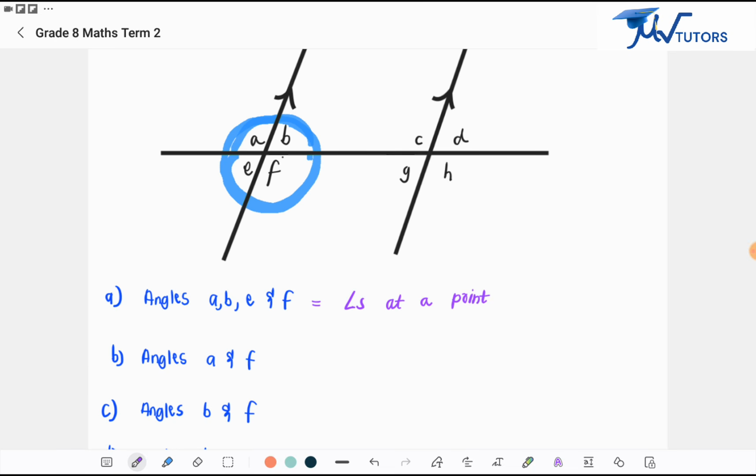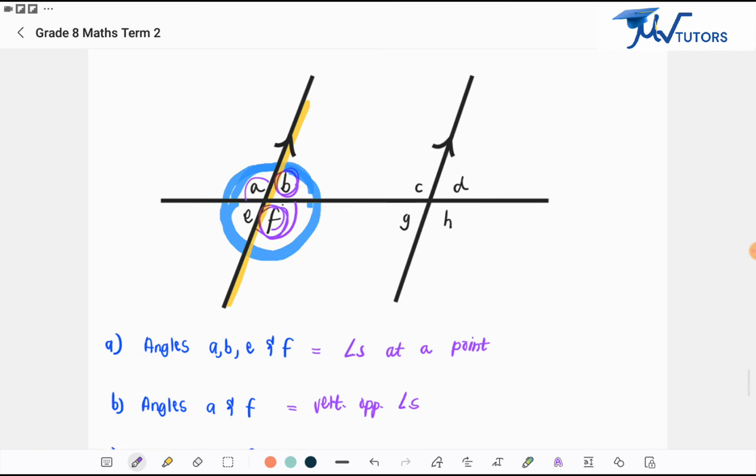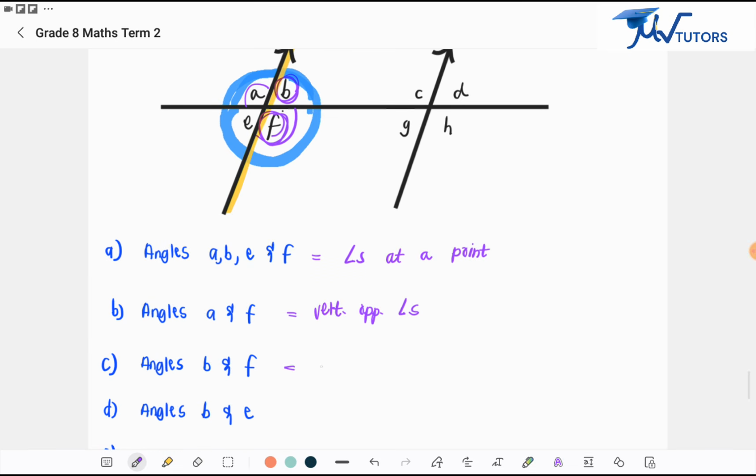And then angles A and F. So basically this is A and that's F, and we can see there, it's clear as day, that we have vertically opposite angles. Now angles B and F. So angle B and F, what do you think? For me, I see that this B and F is along the straight line. Okay, so basically angles B and F are angles along a straight line, right? And option D, or angles that are supplementary, but we'll stick to that, angles on a straight line.